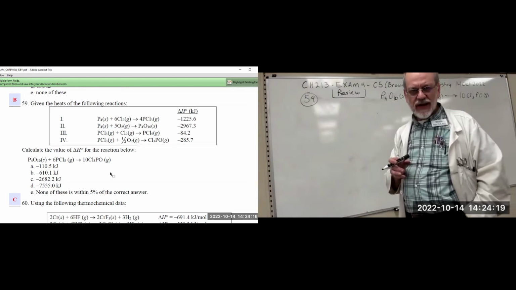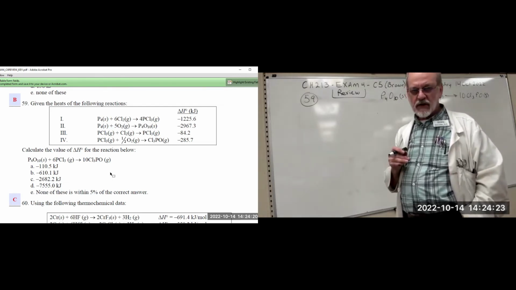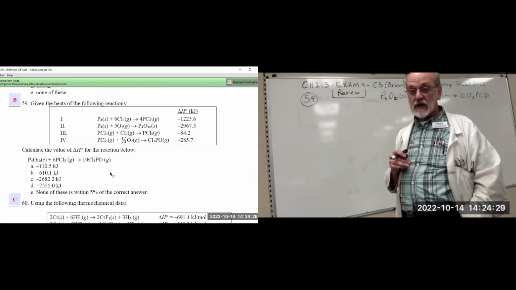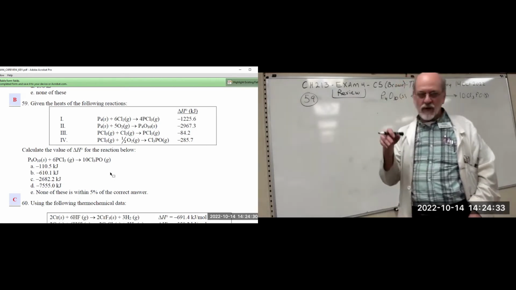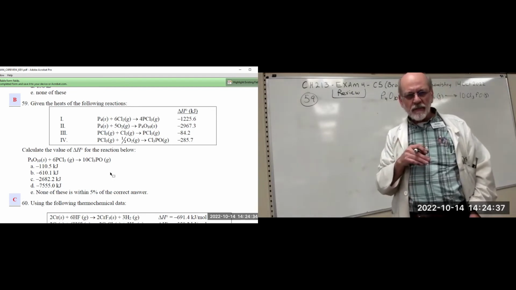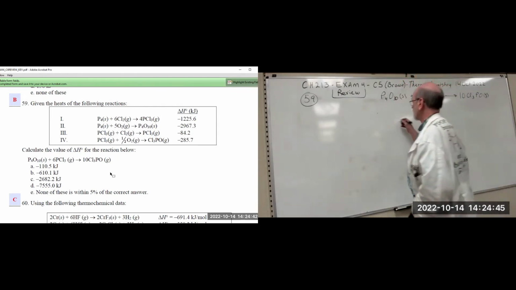Does Roman numeral 1 have anything in it that we need? There's P4, nope. Cl2, nope. PCl3, nope. We don't need 1 yet. We might need it later, but not right now. Let's look at Roman numeral 2. P4, nope. Oxygen, nope. P4O10, there it is. We do need number 2.